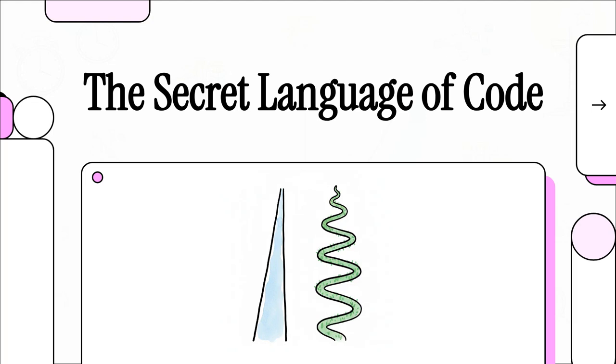All right, let's talk about the secret language that decides whether your favorite app is amazingly fast or painfully slow. Today, we're decoding code efficiency.